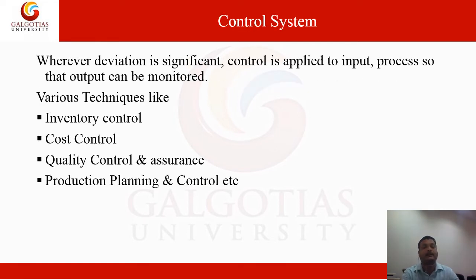So now let us examine the role of control system. This is our fourth component in the production system. So as I said in the previous slide, a control mechanism controls every deviation occurring in the production unit. If any deviation is significant, the control mechanism will take some appropriate measures like inventory control. In some cases it may be cost control, and there are some instances where this control system goes for quality control and production planning control. So we will discuss all of these various control mechanisms in the upcoming sessions.